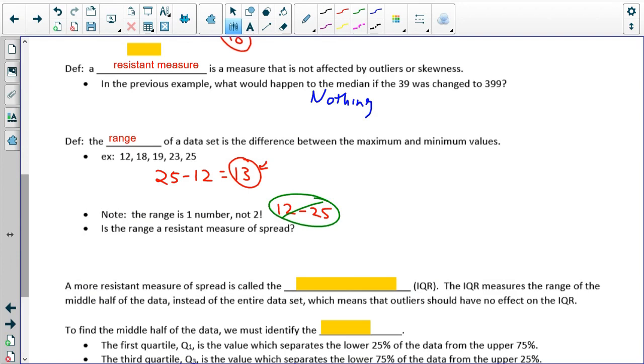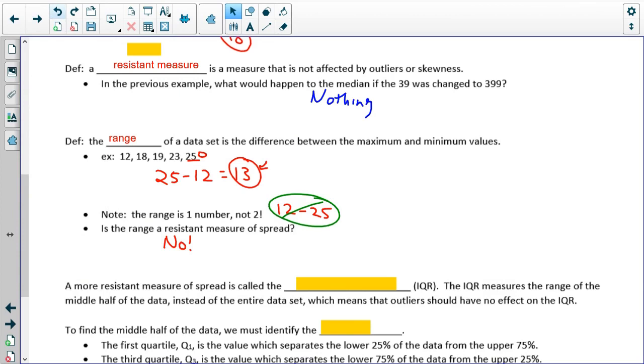Is range a resistant measure of spread? Well, let's figure it out. Let's change 25 to 250. It's clearly not, because 250 minus 12 is 238. That is a much larger range. And so therefore, it is not a resistant measure of spread.